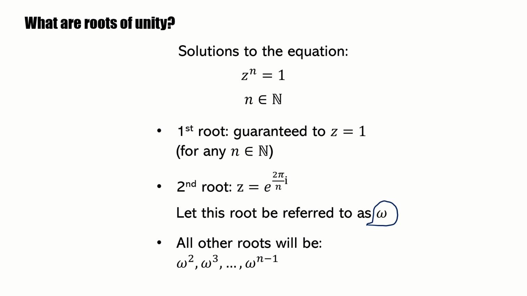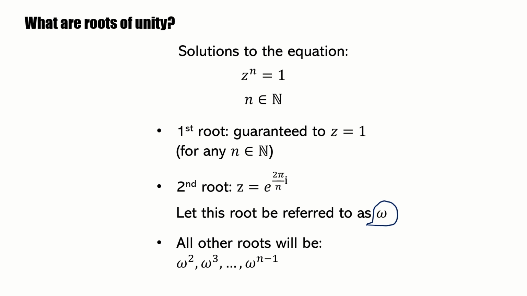So omega squared, omega cubed, etc., all the way up until you get to omega to the power of n minus 1. You don't go beyond omega to the power of n minus 1 just because if you do, you're then just cycling back to the beginning again and reaching 1. Cool. So that's what we mean when we're talking about roots of unity, and therefore also, as soon as roots of unity are mentioned, this Greek letter omega starts getting referred to a lot.